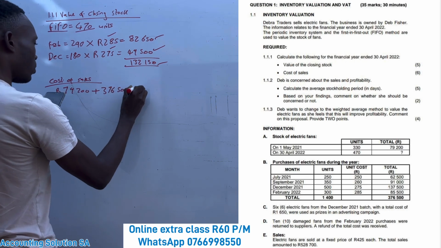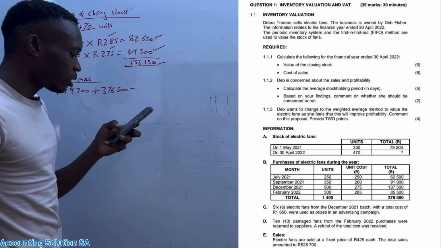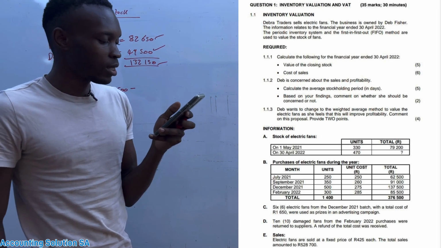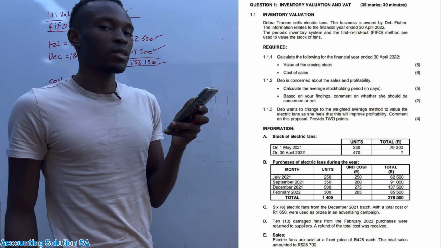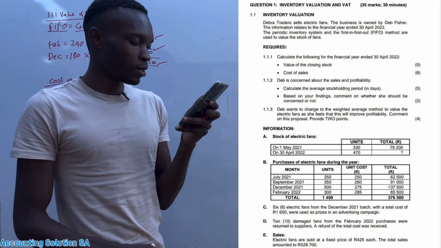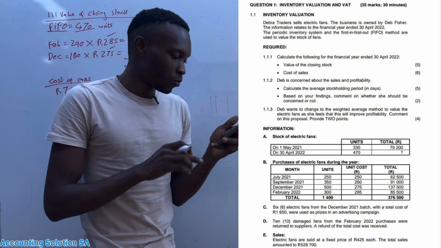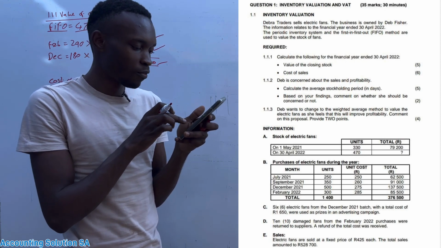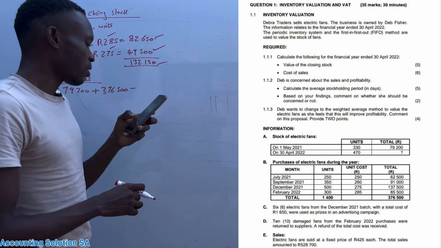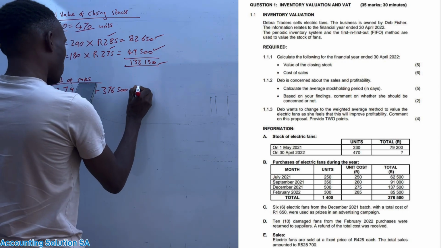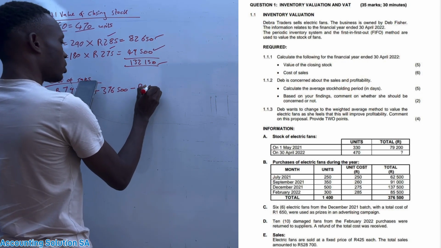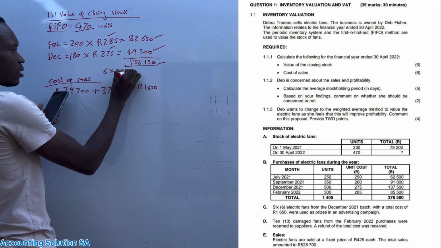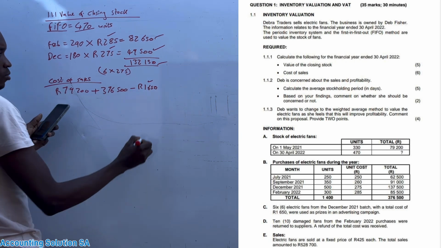And total purchases were 376,500. Then we subtract. Firstly, we are going to subtract the additional information. Note C, 6 electric fans were used for the campaign. We have to deduct it, which means that we say 6 multiplied by the December amount of 275. 6 multiplied by 275 is going to give you an amount of 1,650.